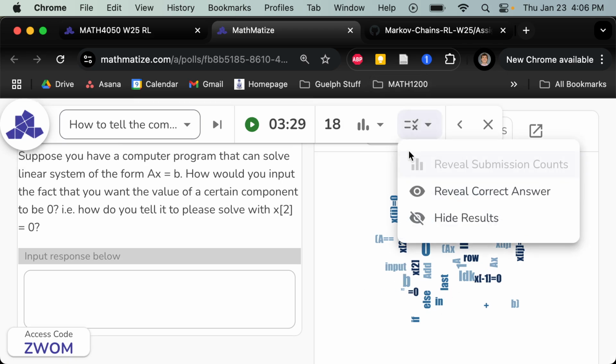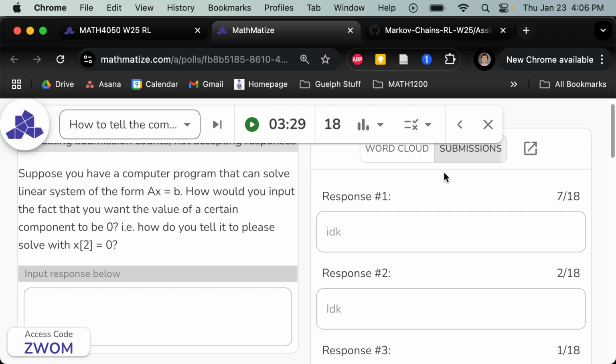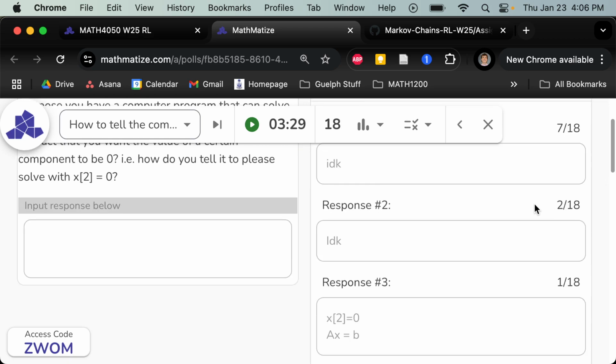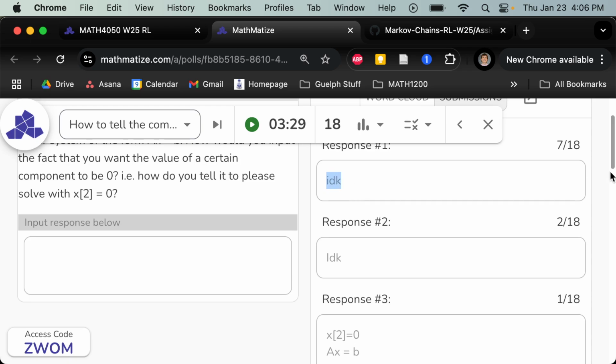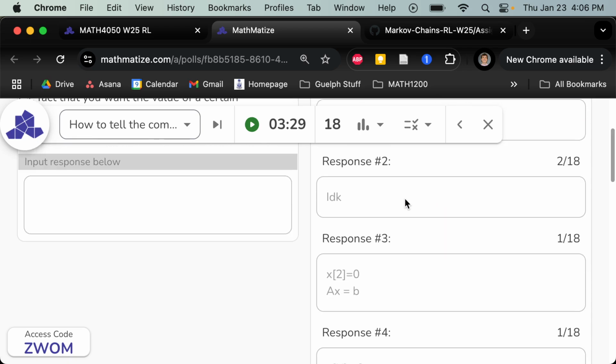Okay, let's read the submissions one by one. I don't know. Very good. I guess I don't know, all lowercase is winning the battle of hearts and minds, so just start doing that.